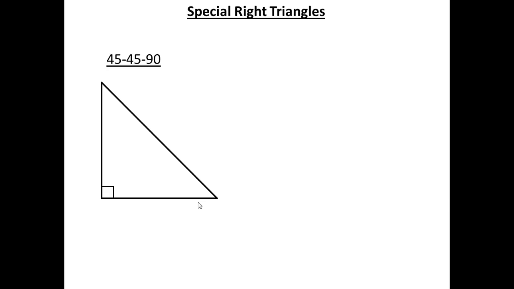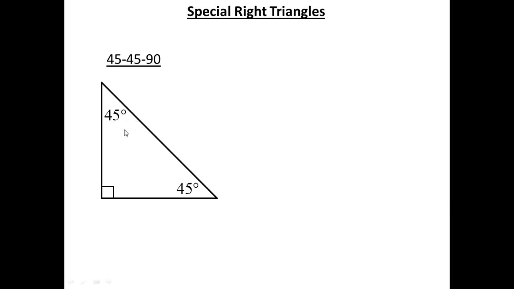Now I want to set up trig ratios where I know the angles, but I want to use special angles that I learned about way back in geometry. There were two special right triangles. The first one was the 45, 45, 90. The other one was 30, 60, 90. In the 45, 45, 90, we called it that because the acute angles were both 45, and of course the right angle is 90 degrees.